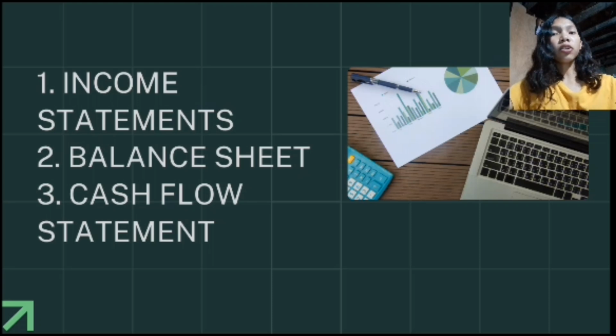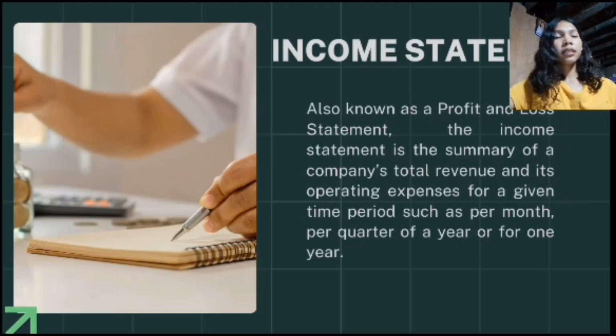Now we will tackle first the income statement. The income statement is also known as the profit and loss statement. The income statement is the summary of a company's total revenue and its operating expenses for a given time period, such as per month, per quarter, or for one year.